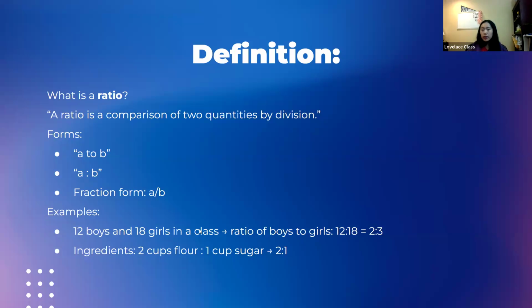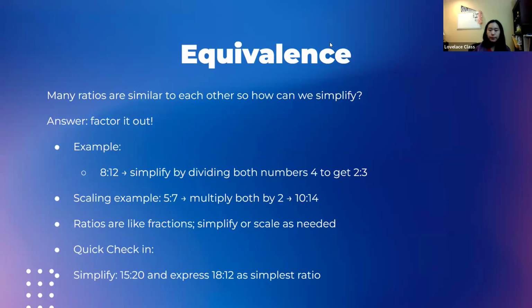Or if you have ingredients, right, like we said earlier. Let's just say I'm making chocolate chip cookies, right? And for the ratio of flour to sugar, I need 2 cups of flour and 1 cup of sugar. So that would mean that the ratio of flour to sugar is 2 to 1. That's a basic definition of any ratio. Does anyone have any questions about this? Okay, again, if anyone has any questions, you can just stop me at any time. But that's a very basic definition of ratios.